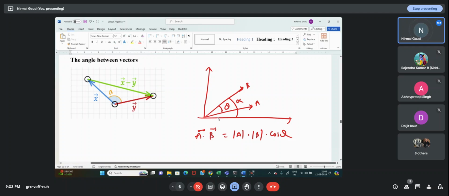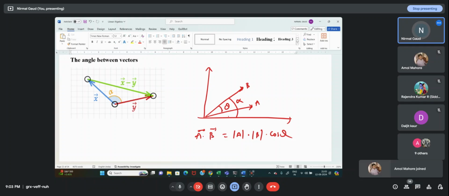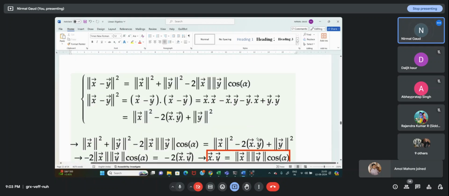Okay, and they are also representing this: this is x vector, this is y vector, this is alpha angle, this is x vector minus y vector, that is the resultant. So what they are writing here is x vector minus y vector, and something like this.